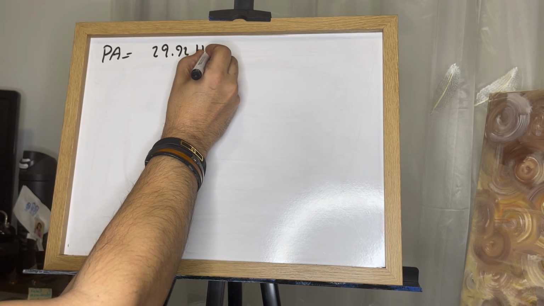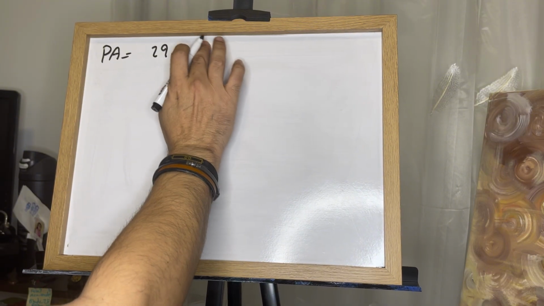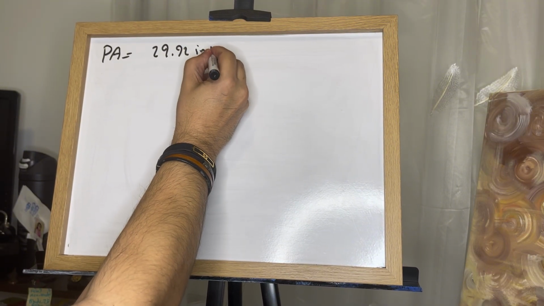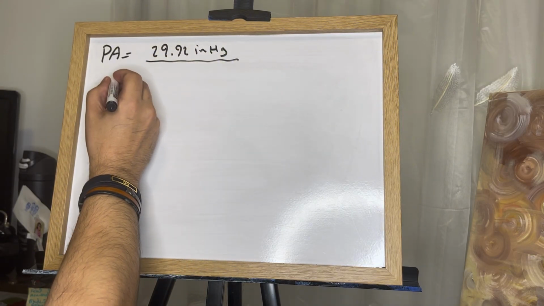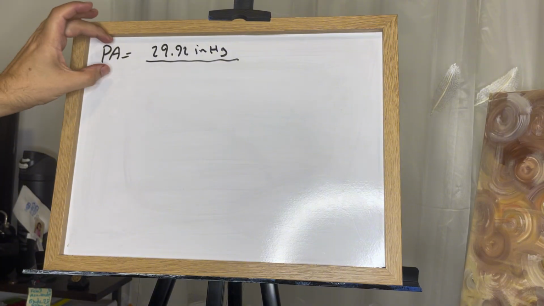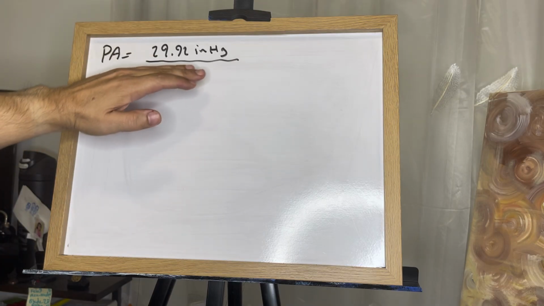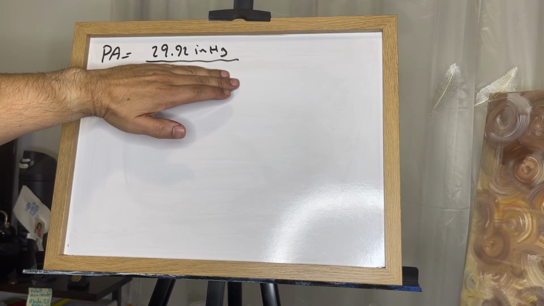inches of mercury. What's 29.92? 29.92 is the standard atmospheric pressure on a standard day, when the temperature is 15 degrees Celsius. So our pressure altitude is calculated by 29.92, the standard atmospheric pressure.